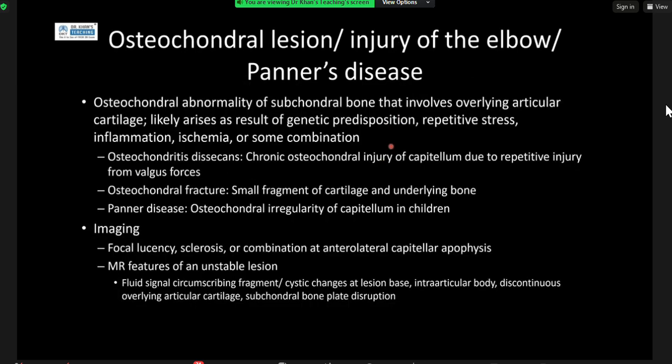Okay, so I think we've mentioned a lot of this. People don't know whether it was due to genetics, repetitive stress, ischemia, or some combination. So osteochondritis dissecans, some call it chronic osteochondral injury, and then fracture or defect, as I call it. The important thing to take away here is that you are looking for features of an unstable lesion. It can happen in the knee, it can happen in the elbow. You're looking for fluid signal or cystic changes around the fragment, of course a free-floating fragment within the intra-articular body, and discontinuous overlying articular cartilage.